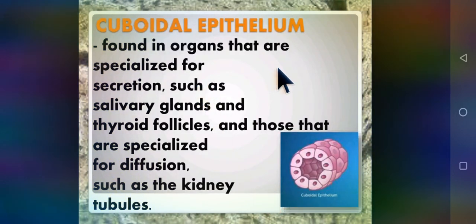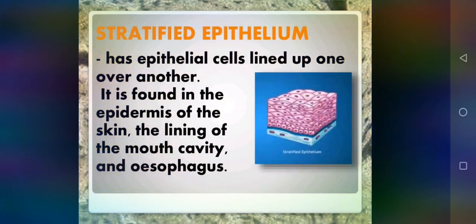Okay, next one is cuboidal epithelium. It is found in the organs that are specialized for secretion, such as salivary glands and thyroid follicles, and those that are specialized for diffusion, such as kidney tubules. Next is stratified epithelium. It has epithelial cells lined up one over another. It is found in the epidermis of the skin, the lining of the mouth cavity and esophagus or food pipe.